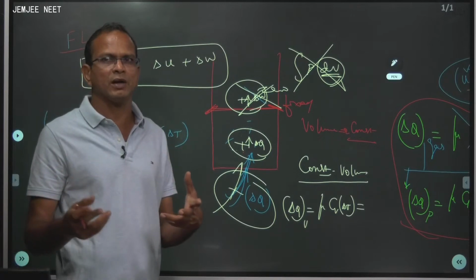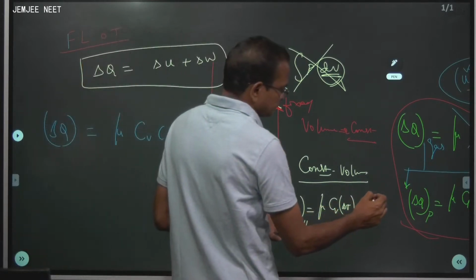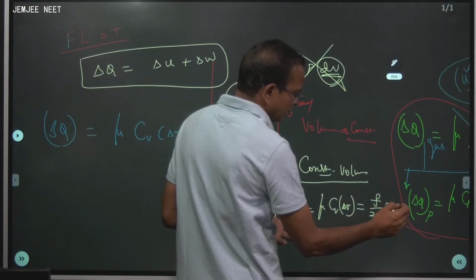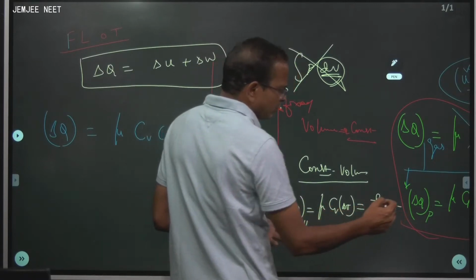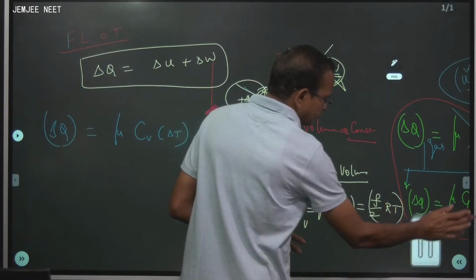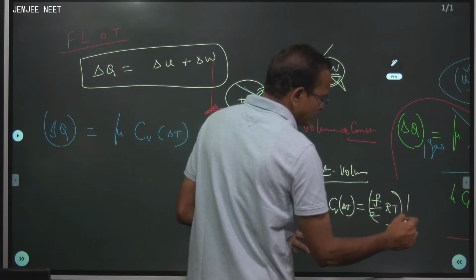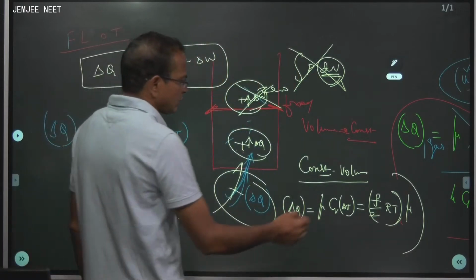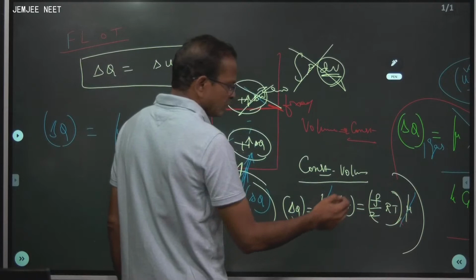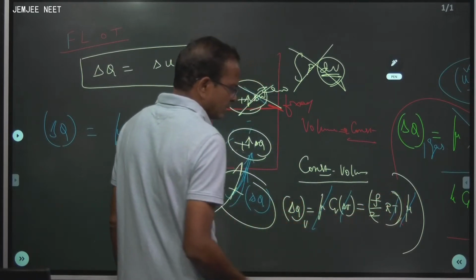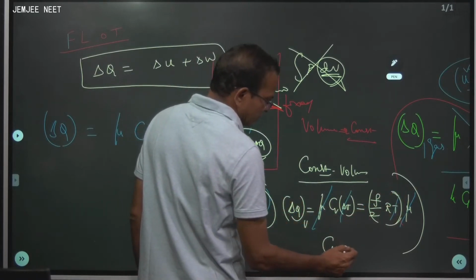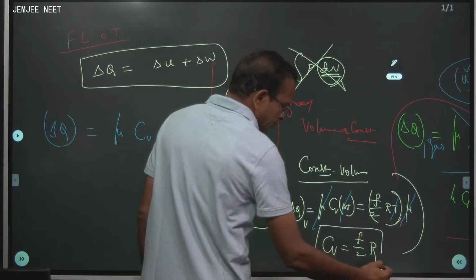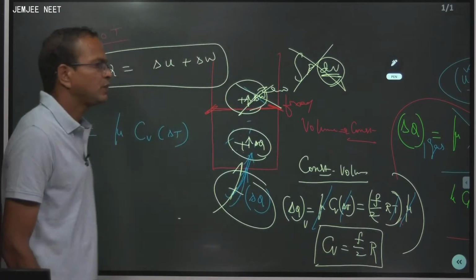What is the internal energy formula? F by 2 RT. Because you multiplied here with mu, here also you can multiply with mu. Otherwise you can take 1 mole, mu will be 1. Now mu cancels, delta T cancels. Then Cv is equal to F by 2 R. So it's a standard value for a monoatomic gas.